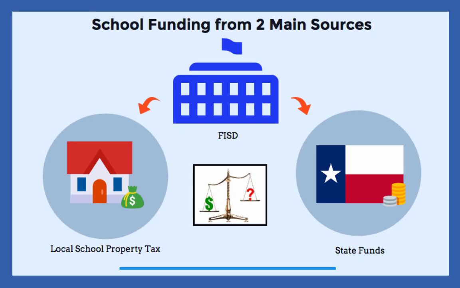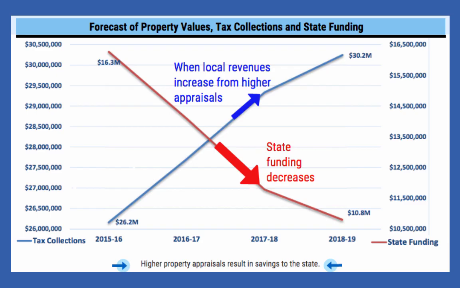School districts rely on 2 major sources of funding: state funds and local property taxes. The total amount of revenue is determined by a state formula. Unlike cities and counties, when local revenue increases from higher tax collections due to increased property values, state funding decreases to school districts. When that happens, the only way to make up the decrease in funding is either through significant enrollment growth or higher tax rates.